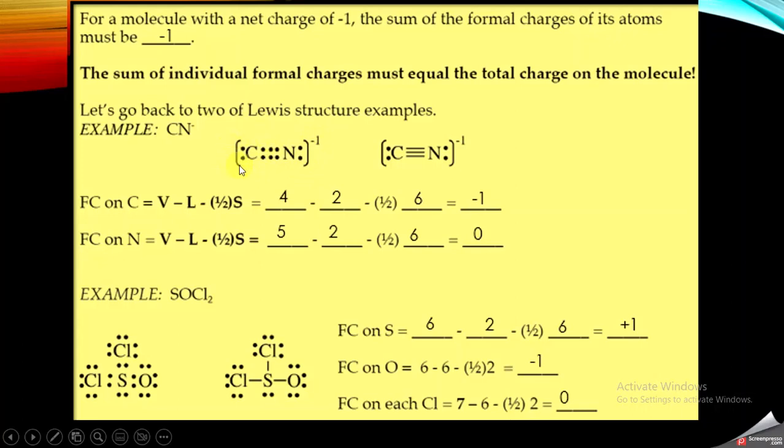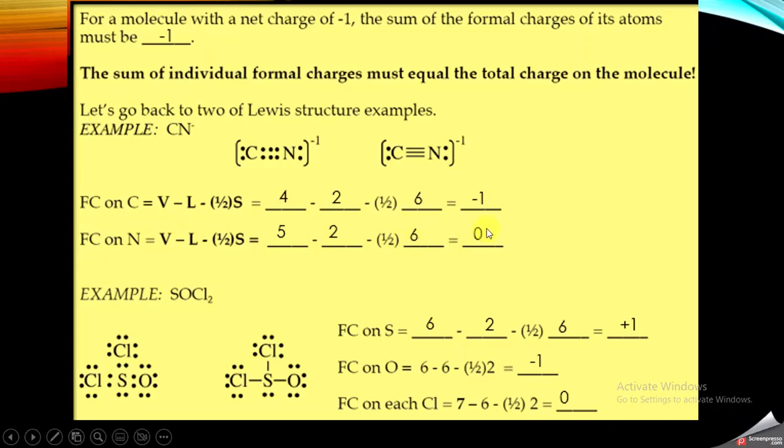First calculate the formal charge on carbon. That is equal to valence electrons minus lone pair electrons minus 1/2 of shared electrons. Carbon has 4 valence electrons. It has 2 lone pair electrons in the Lewis structure, minus 1/2 of 6 because there are 6 electrons shared between them. So we get -1 charge on carbon in the CN⁻. Now the formal charge on nitrogen, similarly: valence electrons minus lone pair electrons minus 1/2 of the shared electrons. Valence electrons in nitrogen are 5, minus lone pair electrons 2, minus 1/2 of 6 because 6 electrons are shared, you get 0.